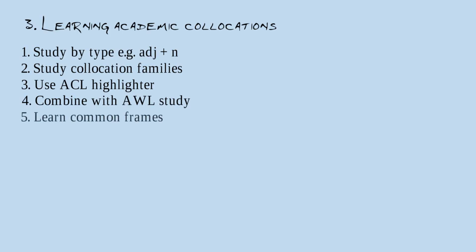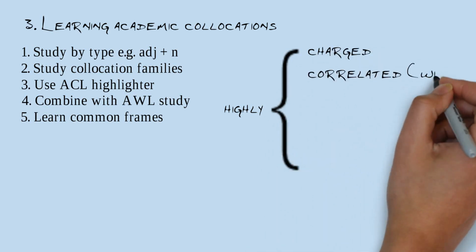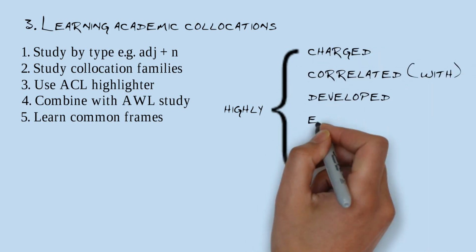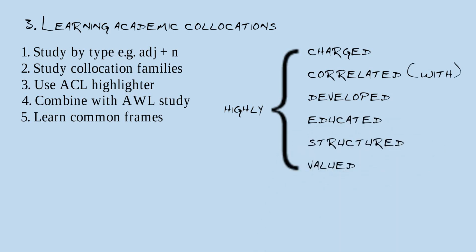So another way that you can learn academic collocations is to learn common frames. And this idea was actually given by Ackerman and Chen in their original article. Some of the other ideas here were as well. So for example, the word highly has several collocations in the list, but 6 of them are with the past participle. So we have highly charged, highly correlated with, highly developed, highly educated, highly structured, and highly valued. So studying some frames like adjective and past participle might be another way to learn words in the Academic Collocations List.